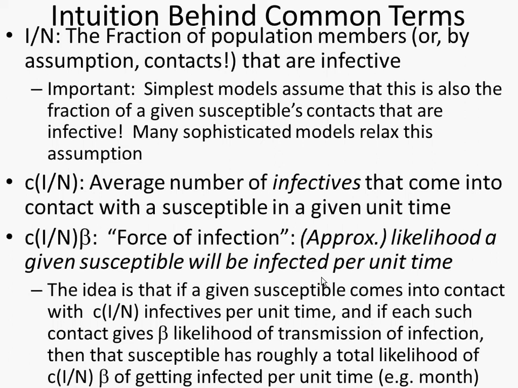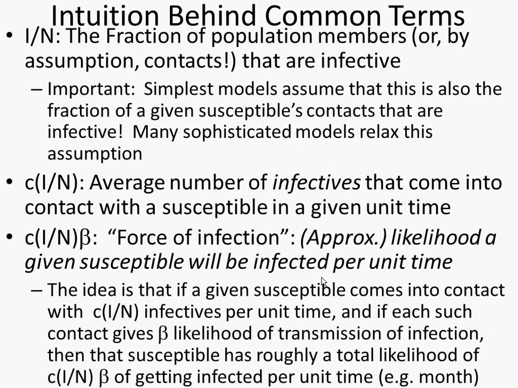Now, that's making some leaps of assumptions, and we're going to come back to that in a big way probably next time, in our next lecture, when we start agent-based modeling. But C times I over N is an approximation: if I'm a susceptible coming into contact with C people per unit time, and I over N of the whole population is infected, then my number of contacts per day with infective people is probably C times I over N. So with 50% of the population infected, and 100 contacts per day close enough to transmit infection, I'm coming into contact with 50 infectious people per day on average.